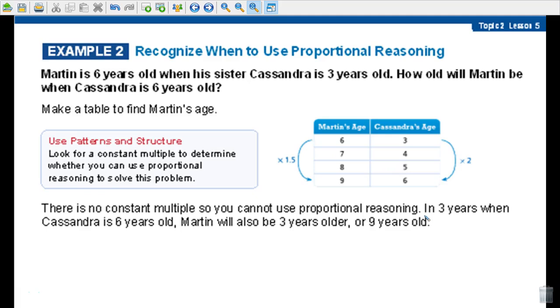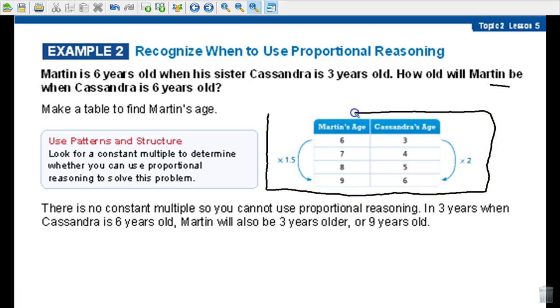Recognize when to use proportional reasoning. Martin is 6 years old when his sister Cassandra is 3 years old. How old will Martin be when Cassandra is 6 years old? So, class, they give us a little table. Hopefully you can figure it out without the table, but they make it easy on us. We look at Martin's age going from 6 to 7 to 8 to 9, and Cassandra's age going from 3 to 4 to 5 to 6.